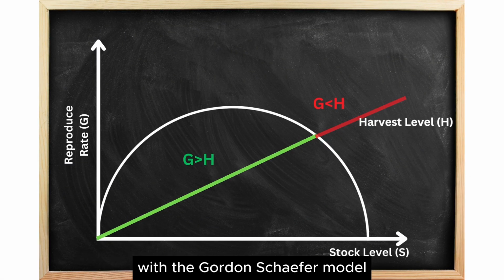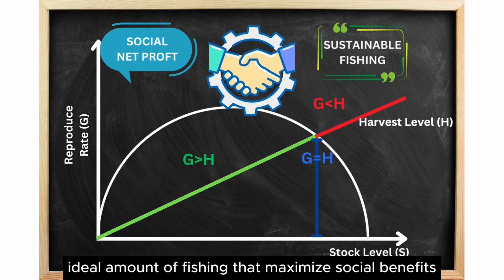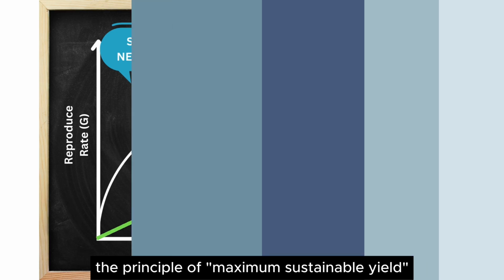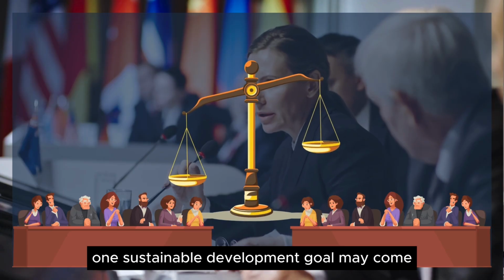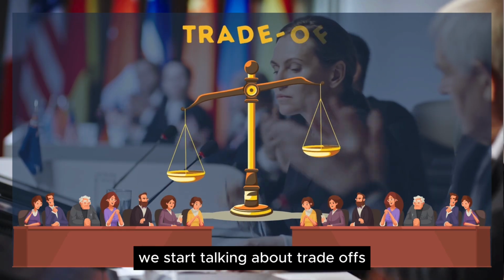With the Gordon-Schaefer model, we can determine the ideal amount of fishing that maximizes social benefits while preserving the resource with the principle of maximum sustainable yield. But is it that easy? Well, when progress in one sustainable development goal may come at the expense of another, we start talking about trade-offs.